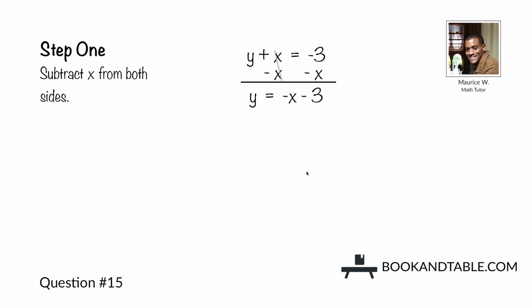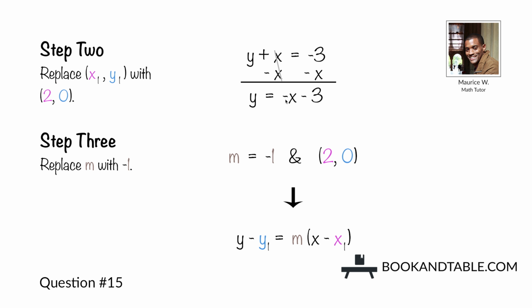So the line we are looking for is parallel to y plus x is equal to -3. So the first thing we do is subtract x from both sides. This allows us to put the equation of this line in slope-intercept form. Slope-intercept form is y is equal to mx plus b. So we want to do that because if the line we are looking for is parallel, once this is in slope-intercept form, then we know the line we are looking for is parallel to this line, which means that it has a slope of -1 also.